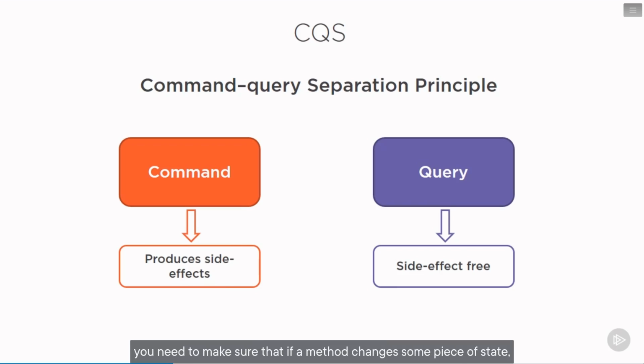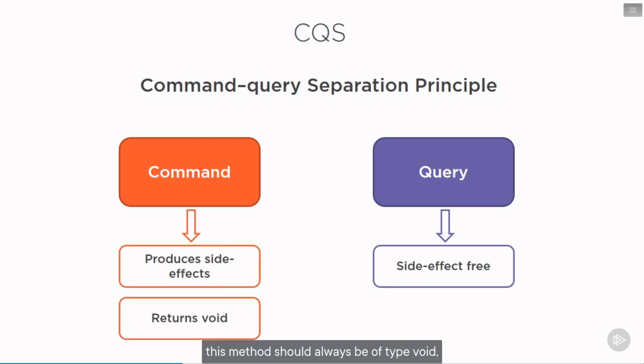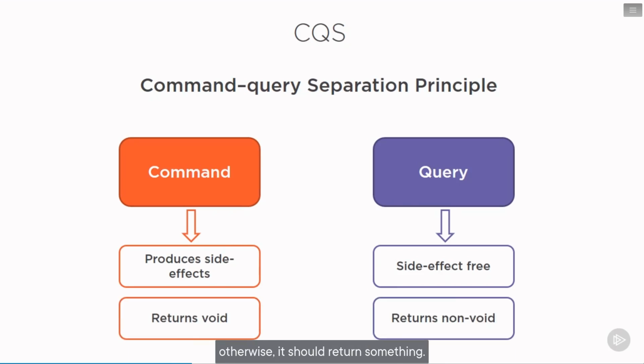To follow this principle, you need to make sure that if a method changes some piece of state, this method should always be of type void. Otherwise, it should return something. This allows you to increase the readability of your codebase. Now, you can tell the method's purpose just by looking at its signature. No need to dive into its implementation details.